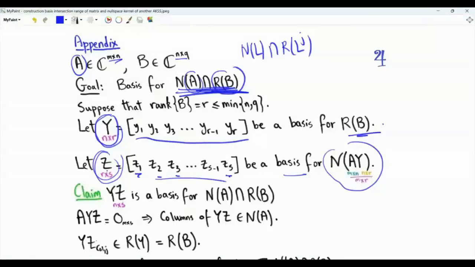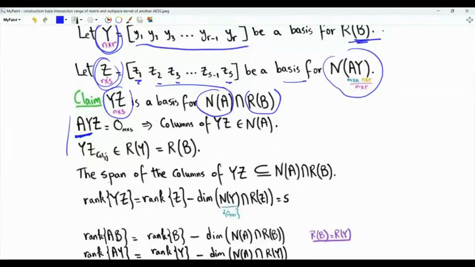Note that Y times any column in Z is in the range of Y, and the range of Y is the range of B. Note also that if we multiply YZ from the left by A, AYZ is the all zero matrix. The reason for this is that Z by construction contains vectors that are in the null space of AY. The columns of YZ are in the null space of A. Now we have verified that the columns of YZ are in the range of B. Also, they are in the null space of A. To be precise, our conclusion is that the span of those columns of YZ is a subset of this intersection.